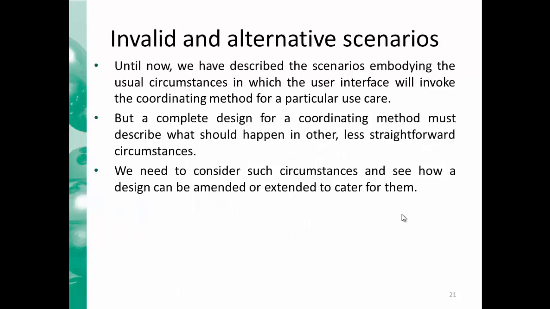Now we move to what we call invalid and alternative scenarios. There are two different things actually. An invalid scenario is a scenario that is built and either does not follow the design of the class conceptual diagram, or does not follow one of the invariants, so it breaks the invariants on some of the scenario's objects.